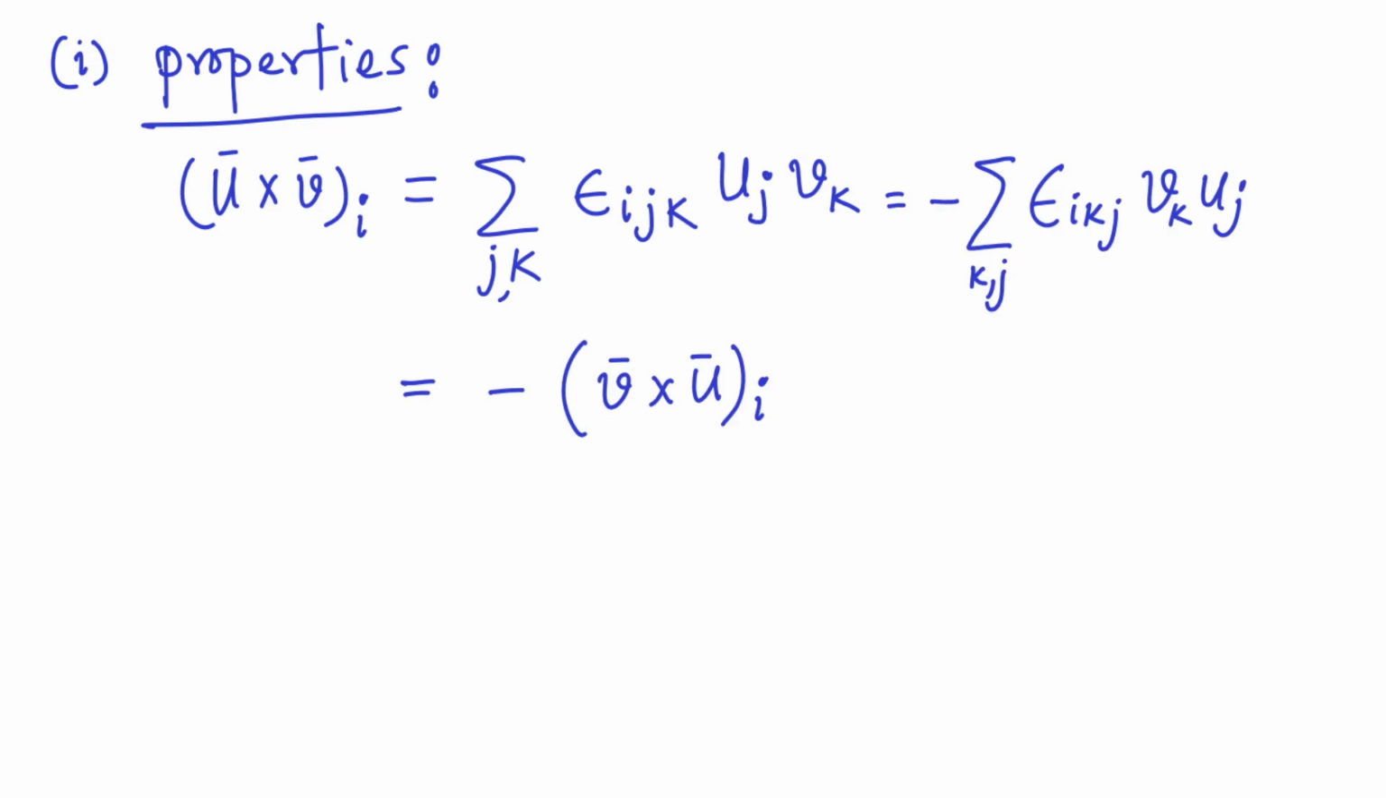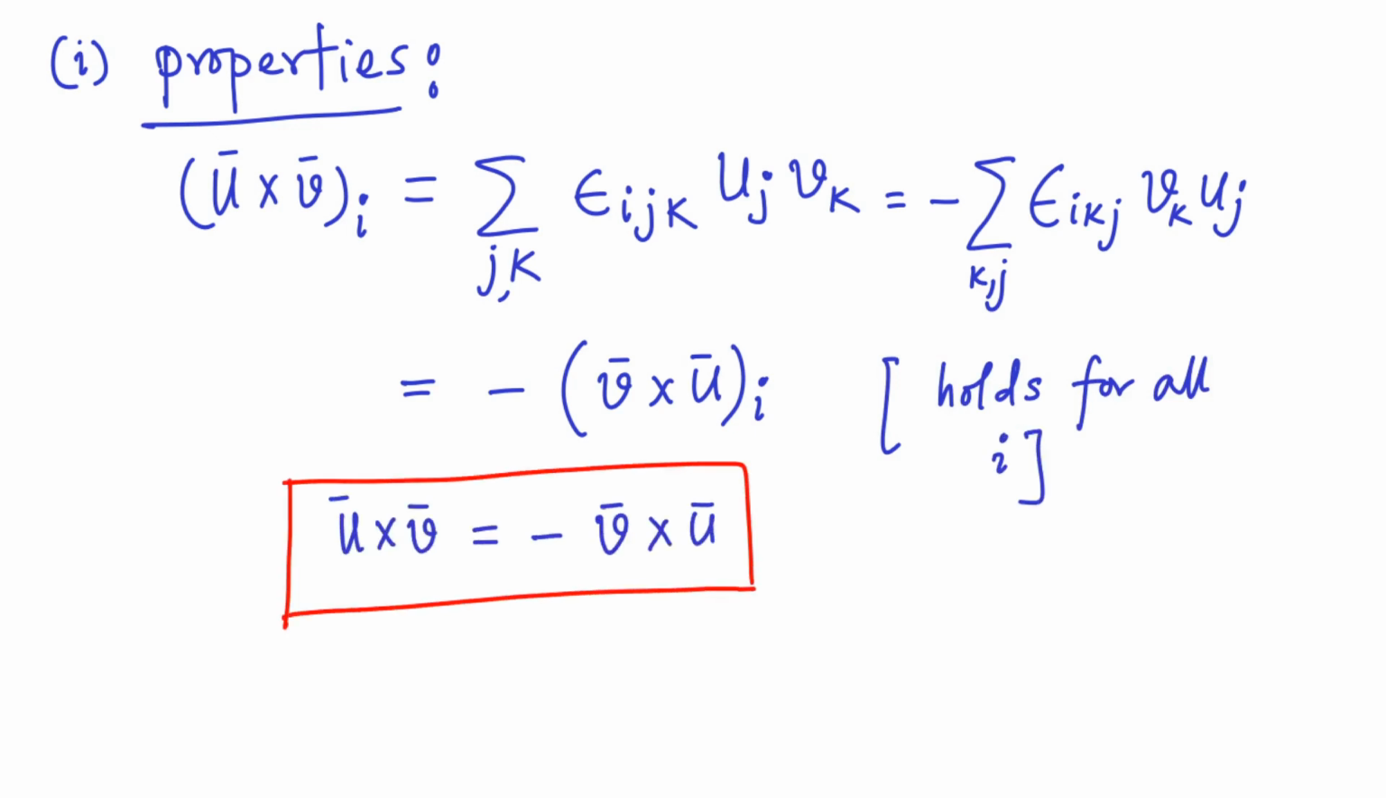And now by definition, the summation over kj of epsilon ikj times v_k u_j is the cross product v cross u, and this is the ith component of v cross u. So you can clearly see that this relation holds for arbitrary index i. That means in 3 dimensions, i could take values 1, 2, 3. Since it is true for any component i, it is true for the whole vector. That is, u cross v is equal to minus v cross u. It follows directly from the definition.